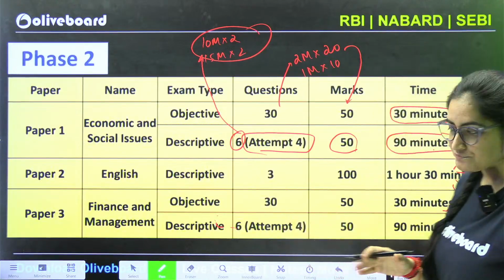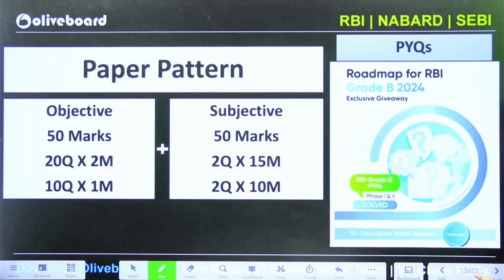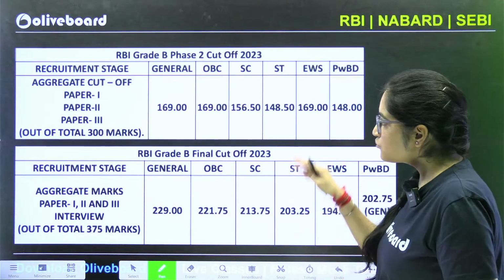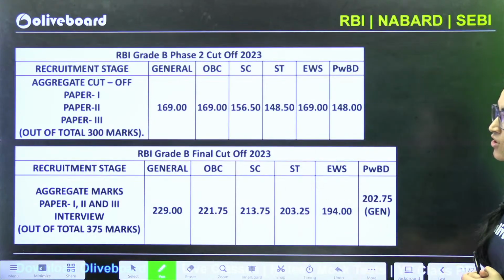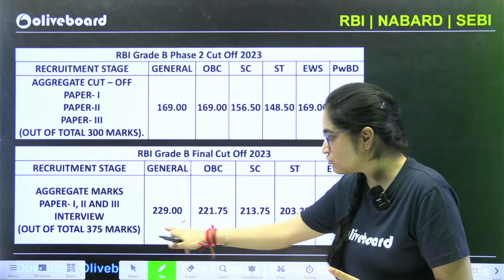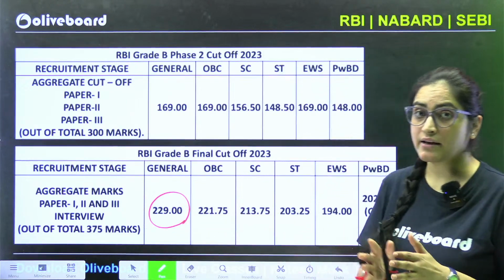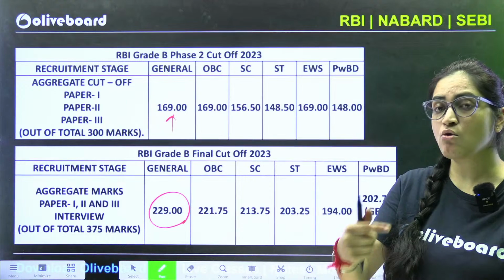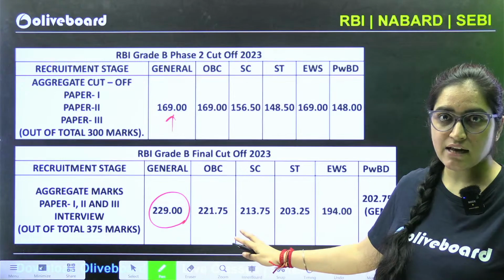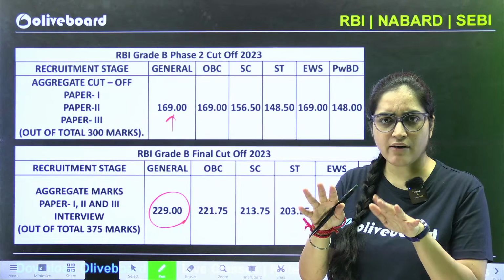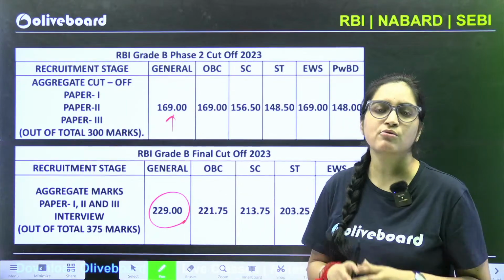Next, with respect to the cutoff. For general, last year the cutoff was 169, and the final cutoff, that is with your interview, was 229. So one thing is clear: if you do well in phase 2, then even if you get a moderate level of marks in your interview, you will be able to clear the exam.